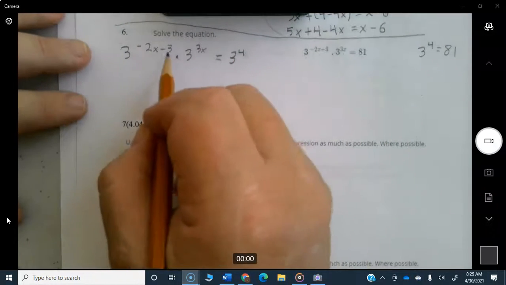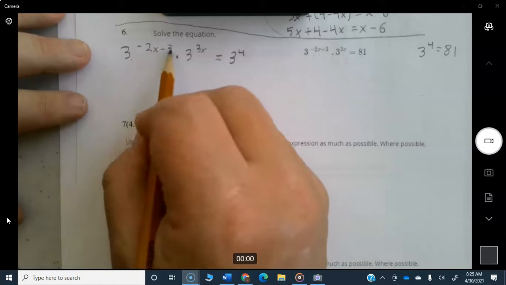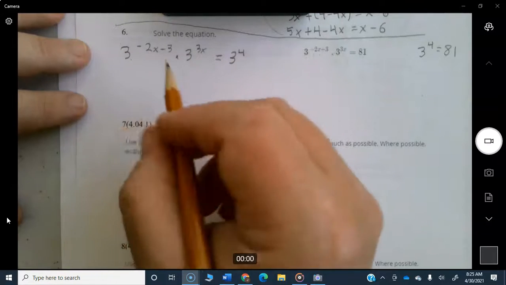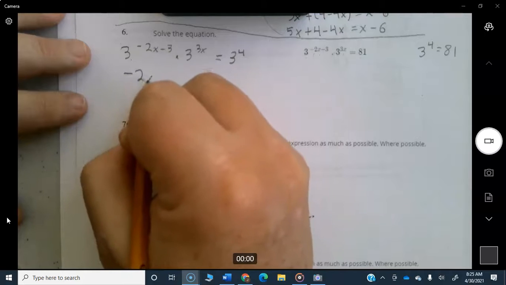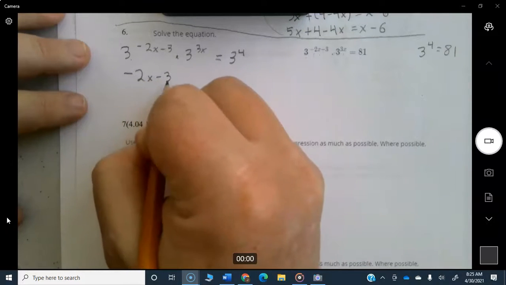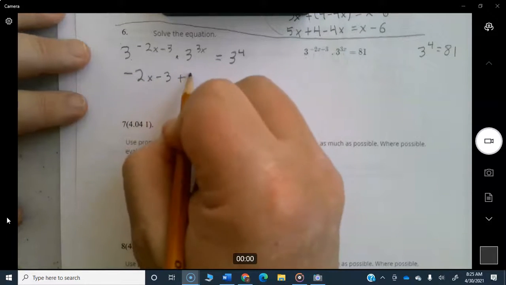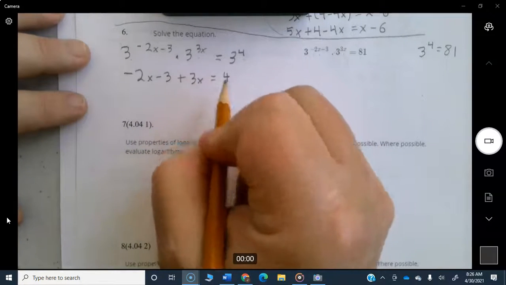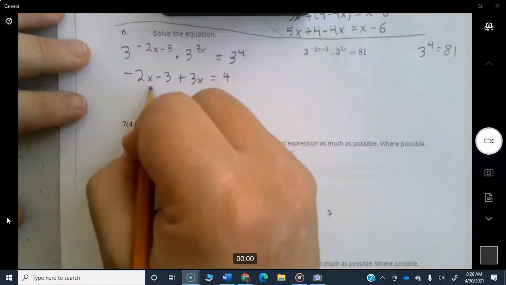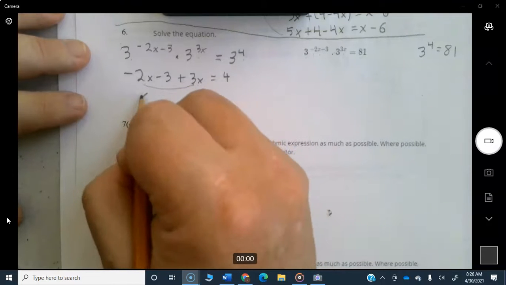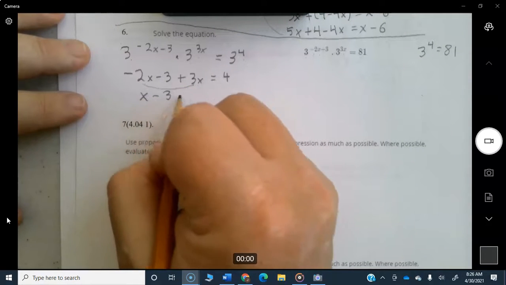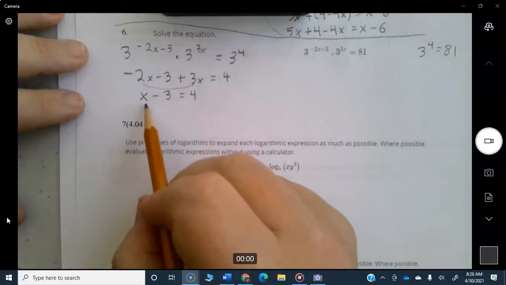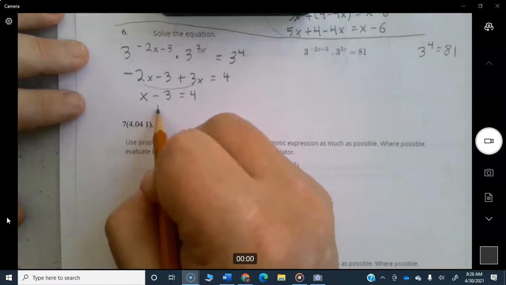So we're going to come down here. Remember, if it's a base with an exponent times the same base with another exponent, you add the exponents together. Okay, so it's going to be this plus this equals this. Okay, 2x, 3x, you add those two. 3x minus 2x is x. Minus 3 equals 4. Okay, I combine those two. Now we're going to add 3 to both sides.